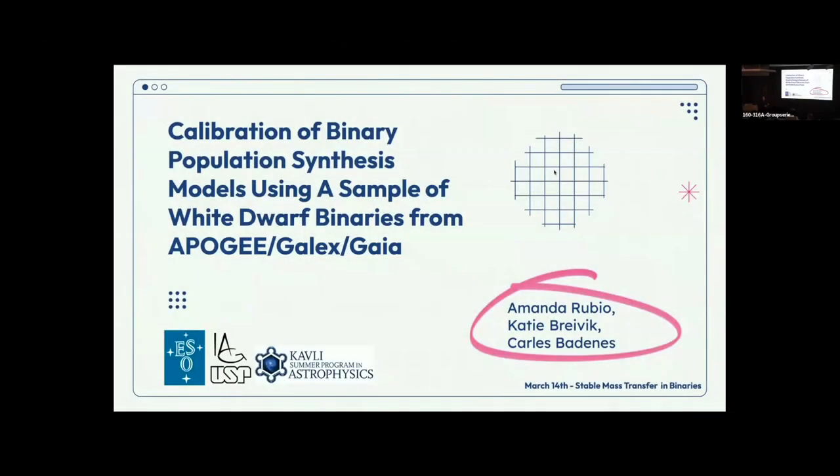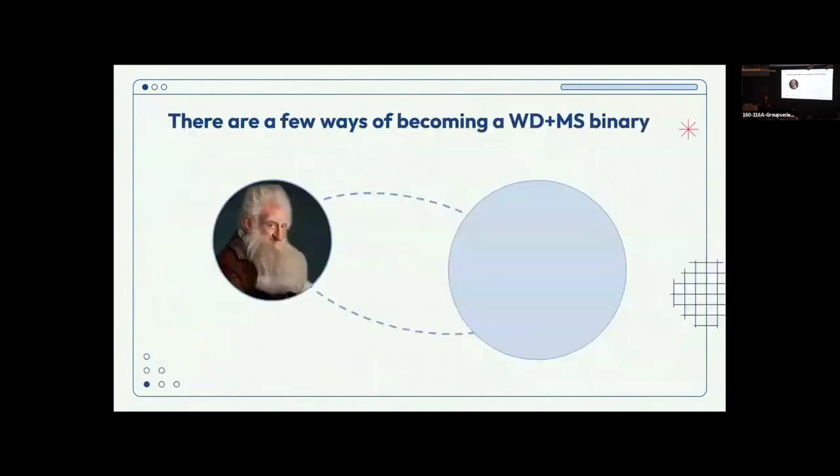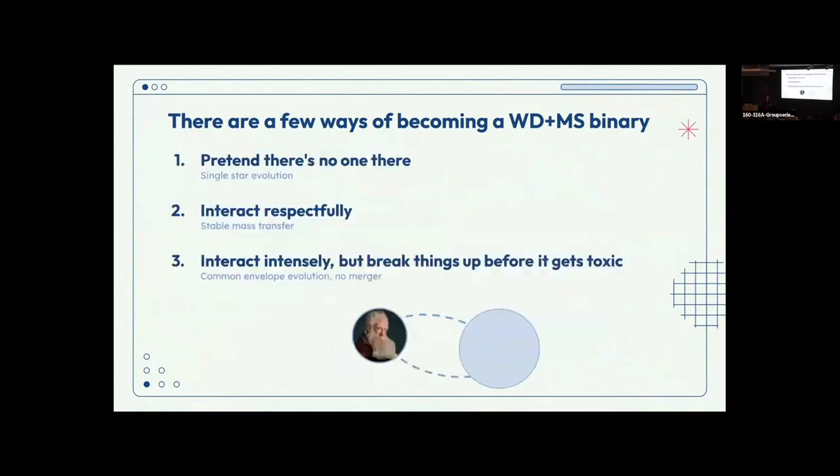So I'm going to talk a little bit about population synthesis, actually. And let me begin with white dwarfs. There are many ways that you can create a system where you have a white dwarf and a main sequence companion, which are the things that we're focusing on in this talk. You can basically do three different things. You can just not do anything, and you might end up with a main sequence and a white dwarf because it just evolves separately. You might interact through stable mass transfer, or you might interact through unstable mass transfer.